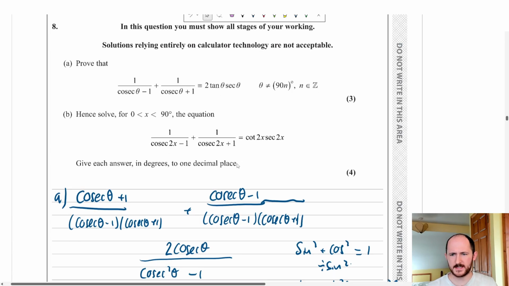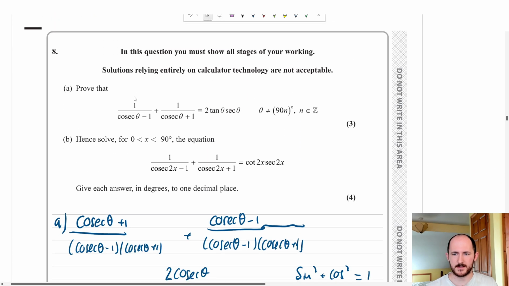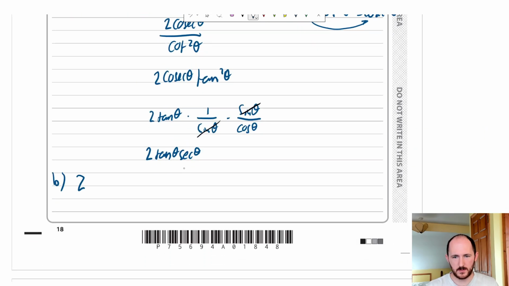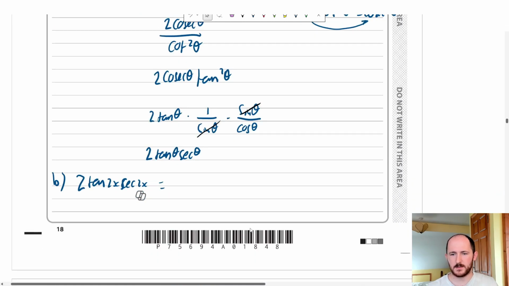And then we need to solve this exact same equation. If you notice, the left-hand side is very similar to the left-hand side in this. The only difference is instead of theta, they have 2x. So let's just replace it now. So we have 2 tan 2x sec 2x equals, and what was on the right-hand side? Cot 2x sec 2x.